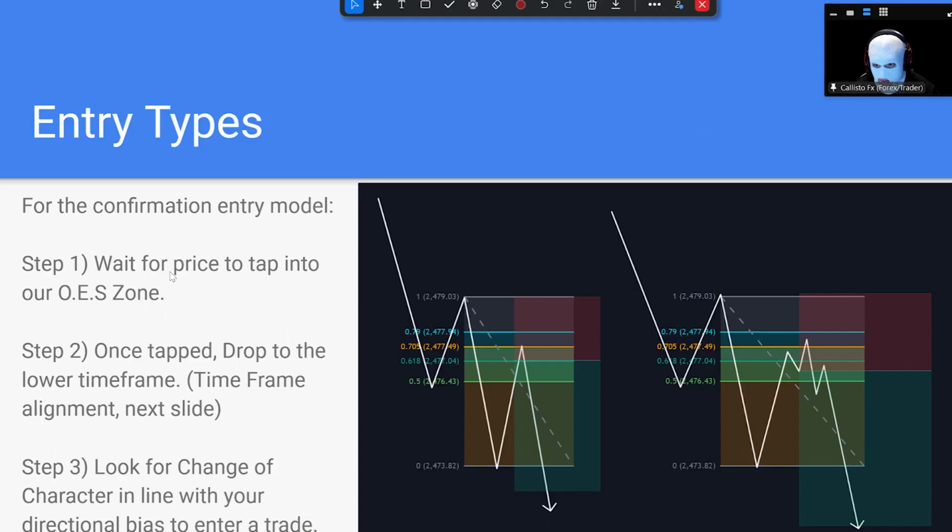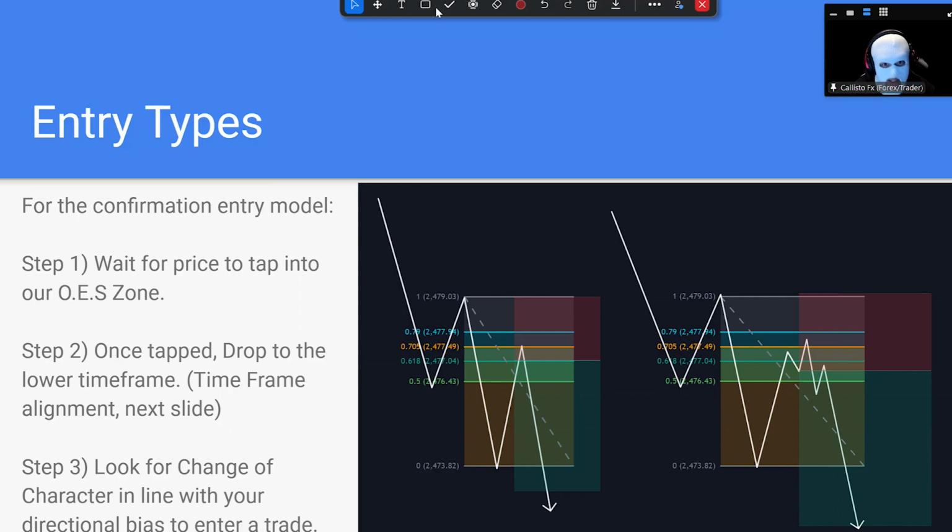You can see, for the confirmation entry model, which is this one here, follow the steps very carefully, like I mentioned. If you need to take a picture of this, take a screenshot right now. Step 1, you want to wait for price to tap into the OES. Once tapped, drop down to your lower time frame, which I'll go through in a short while. And step 3, look for a change of character in line with your directional bias.